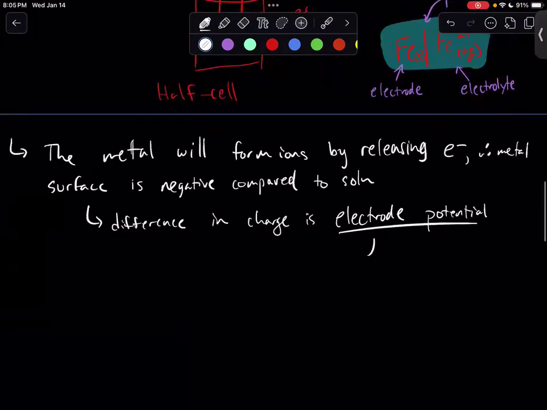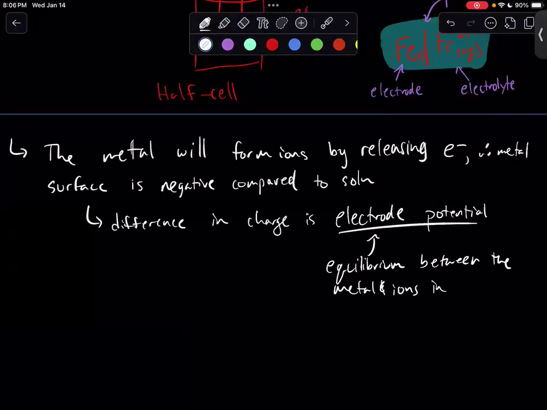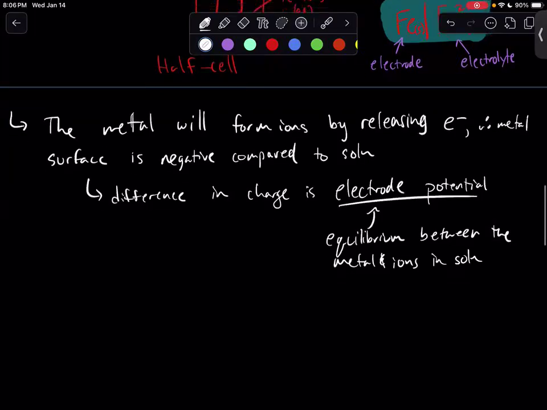That electrode potential is quite literally the equilibrium between the metal and ions in solution. And this is actually found in your data booklet. There is a list of reduction potentials of metals and also other common elements which take place in redox reactions. You can find that, I believe, in section 17 or 18 of your data booklet.